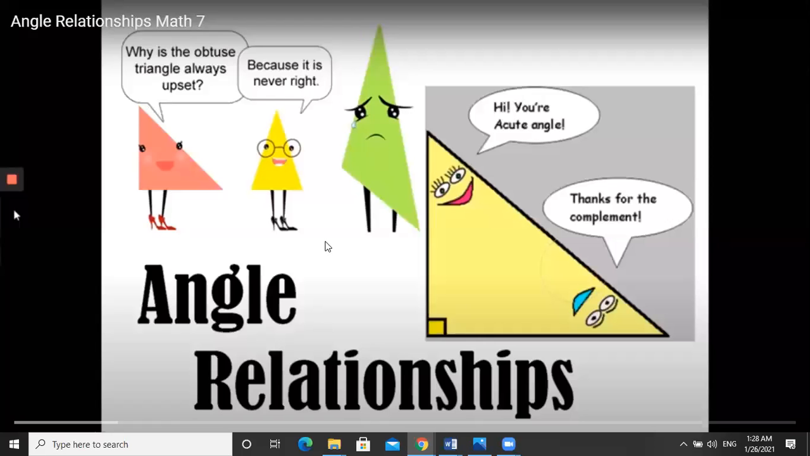An acute triangle. You have three triangles, right? Acute triangle, right triangle, and obtuse triangle. Look at the expression for each triangle.